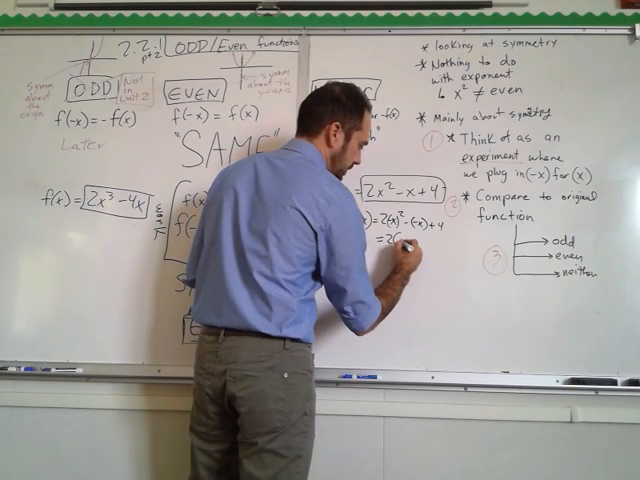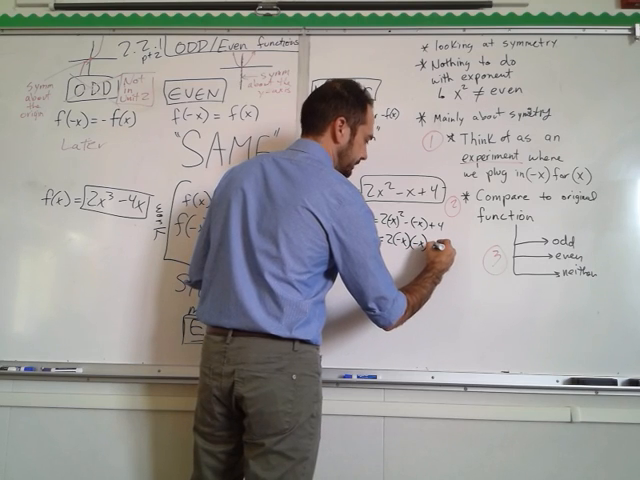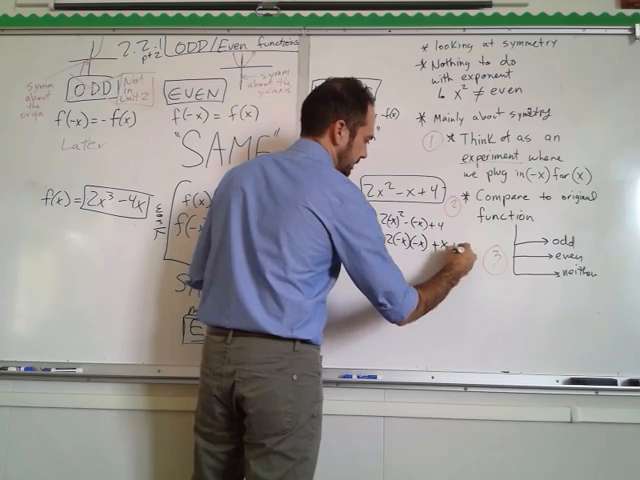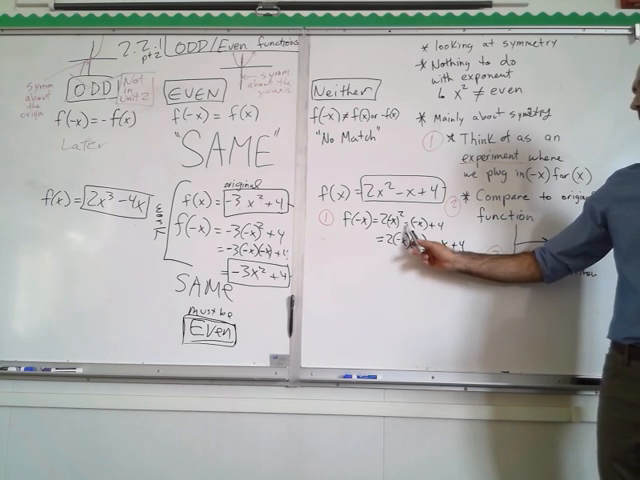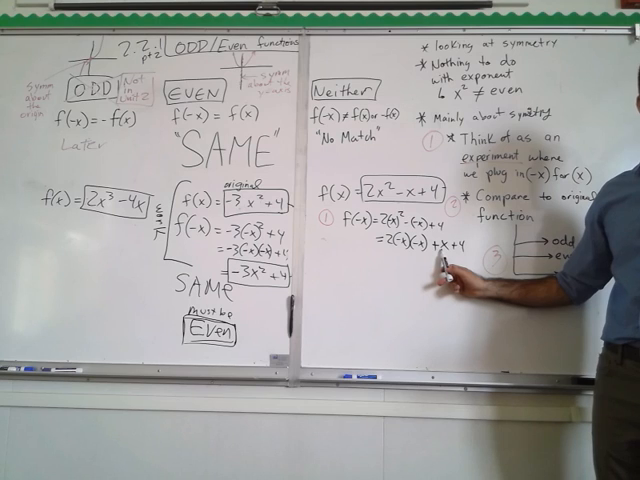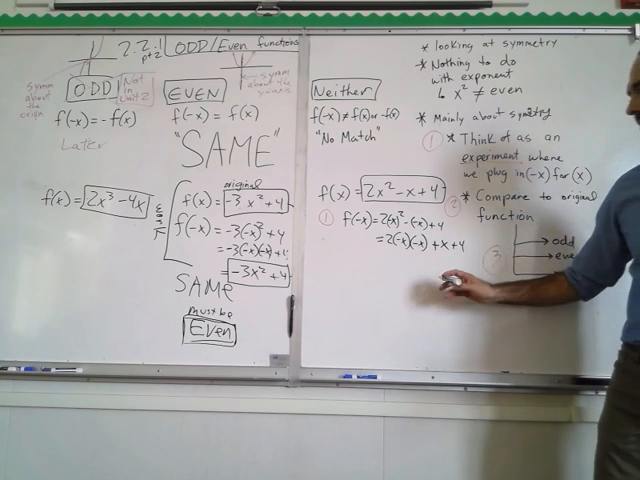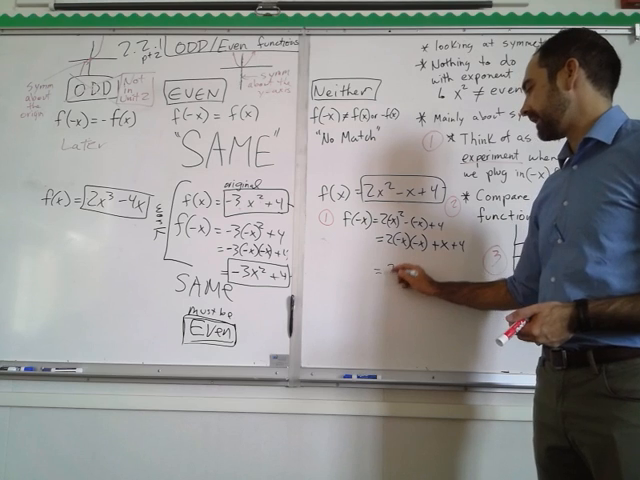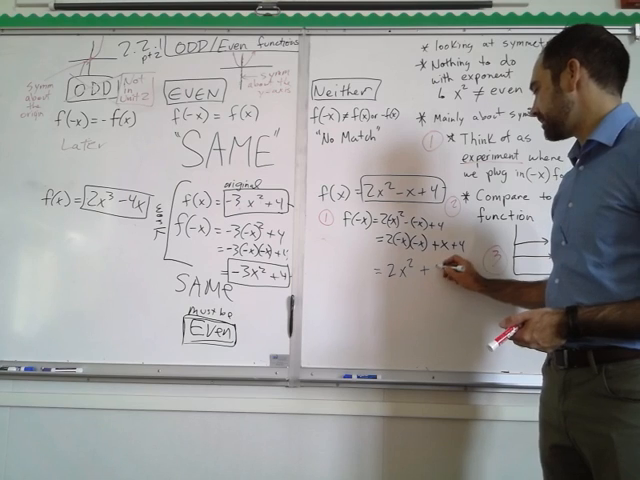So 2, negative x, negative x. I'm going to make that positive. I just combined this middle term here, negative times negative x. I just made it positive x. There's no need to rewrite that. We can do that the first step. But these two right here, what's a negative times a negative? Positive. I have 2, and x times x is x squared plus x plus 4.